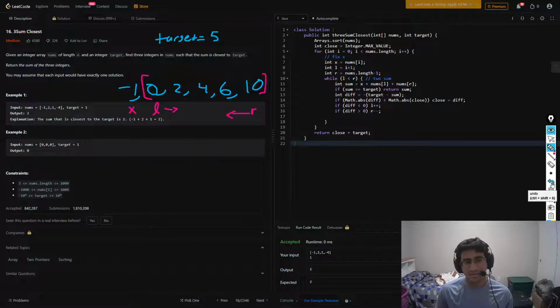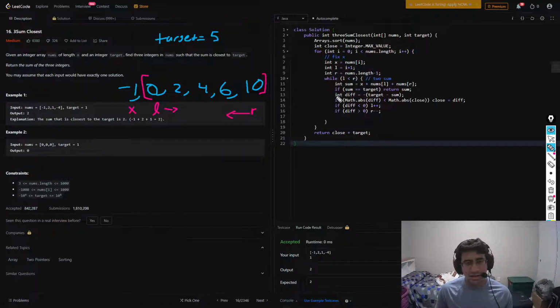So that's the idea that we're going to use, because we want to get the sum, right? So we get the sum, and then we say if the sum is equal to the target, we return the sum, because that would be the closest thing. So for example, if this was 12, then we would say 0, 2, and 10. So we would just return that, because we've found the closest thing possible, which is 0 units away.